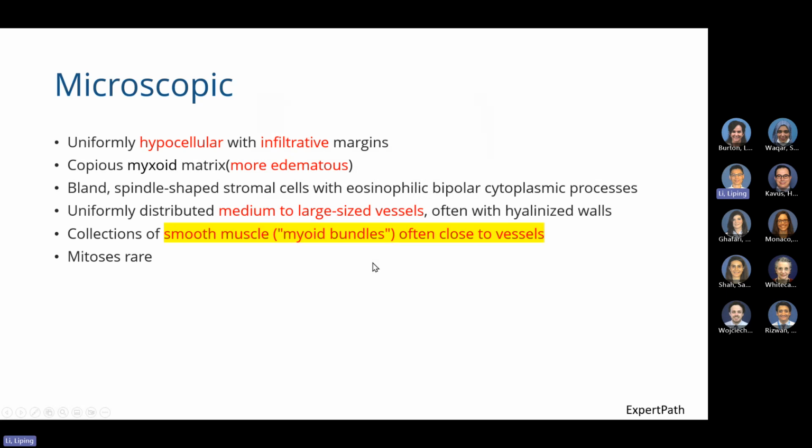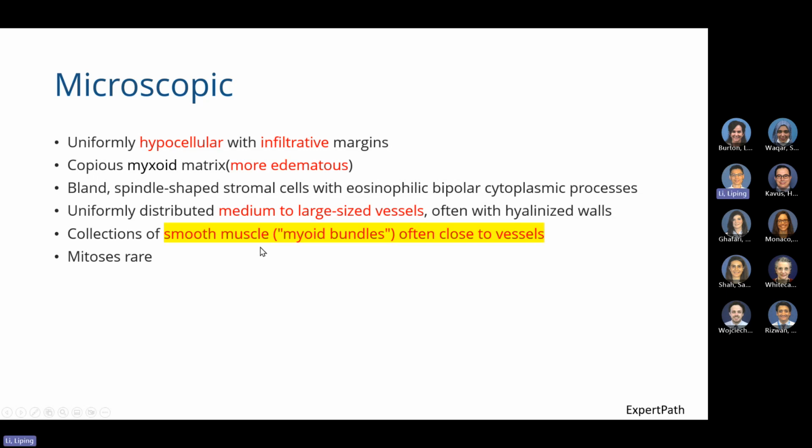Then let's see the microscopic characteristics of this lesion. As I mentioned, it should be hypocellular and uniform with an infiltrative margin. Even though the name says angiomyxoma, for me it's more edematous. That means the matrix is not as blue as other entities we will mention in today's lecture. Another characteristic is medium to large size vessels, often with a hyalinized wall.